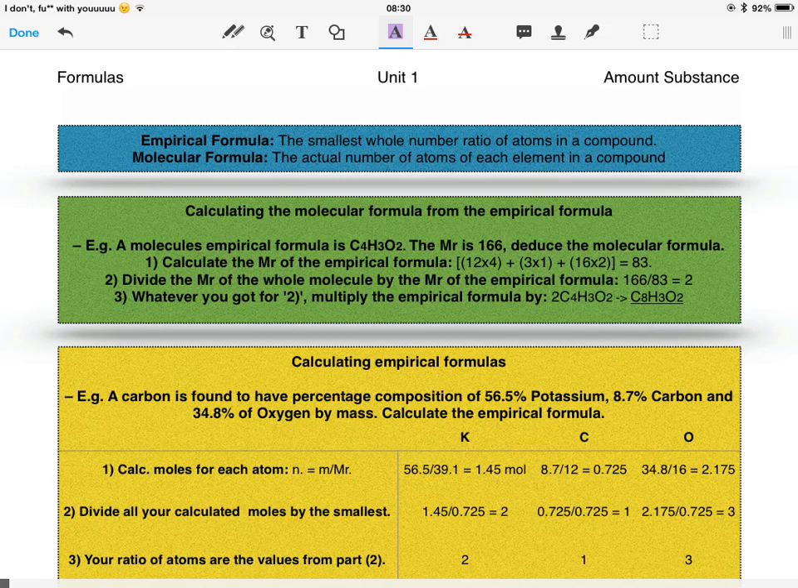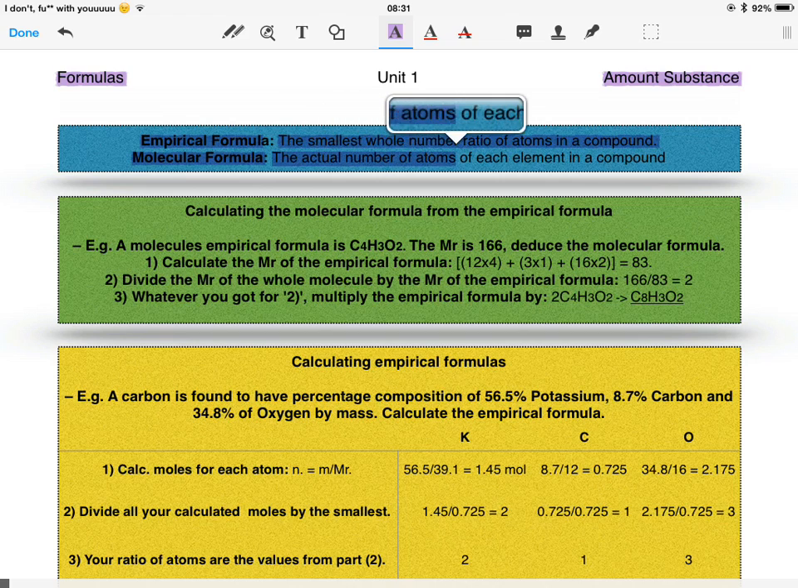This video is on the amount of substance. It's my second video on this topic, and this time it's on the formulas. So the empirical formula is the smallest whole number ratio of atoms in a compound. The molecular formula is the actual number of atoms of each element in a compound.